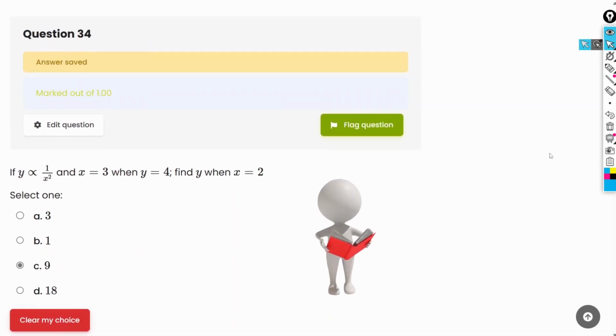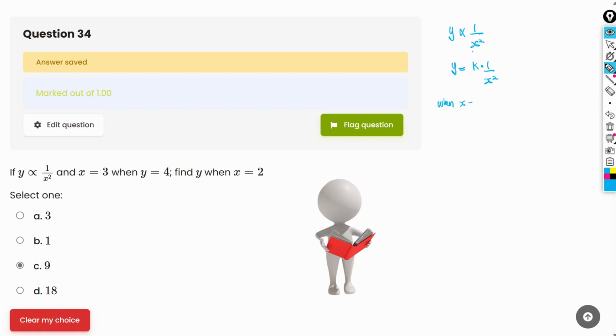34 says that y varies inversely as x squared. Similar to the last one, from this I can set up a relationship that says y must be equal to k times 1 over x squared. So I've introduced a constant, and we now have the relationship. The next thing is that when x is 3, y is 4. So let's use that to solve for k.